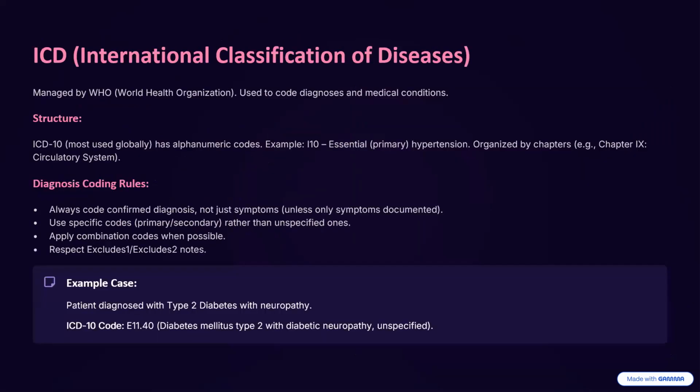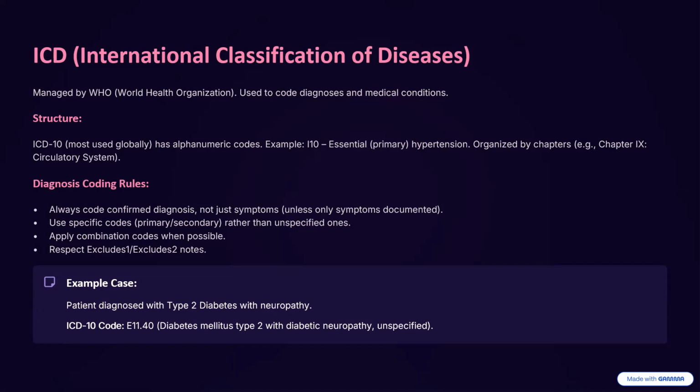Next, ICD. ICD stands for International Classification of Diseases. ICD-10 is managed by WHO, the World Health Organization, and is used to code diagnosis and medical conditions only. Structure, let's see. ICD-10, mostly used globally, has alphanumeric codes. Example, I10, essential primary hypertension. Organized by chapters.